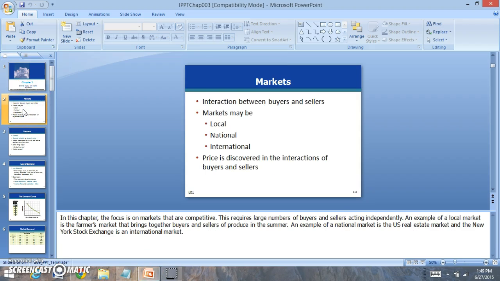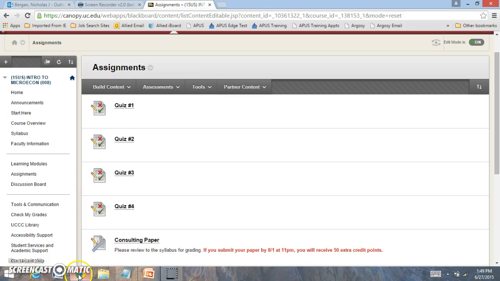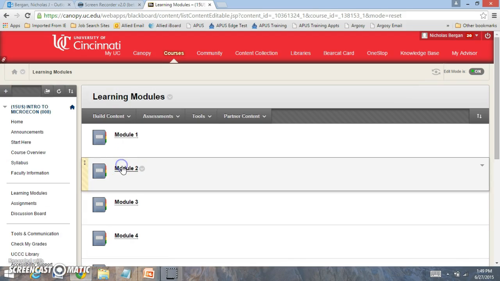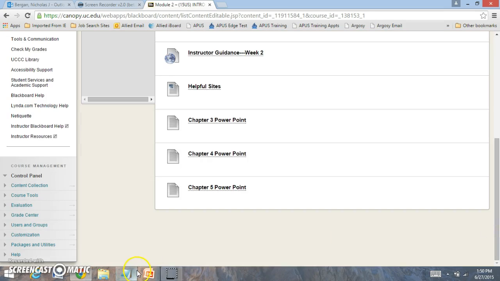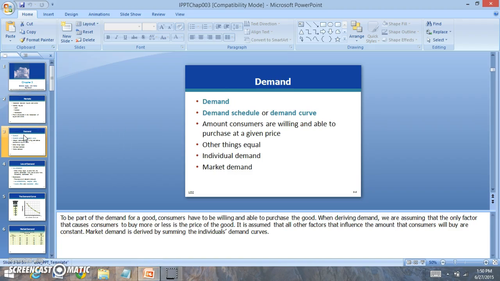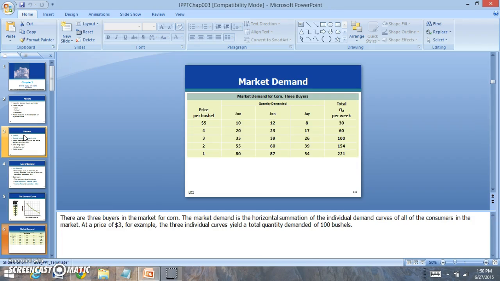So for this week, let's review some of the concepts. In Chapter 3, we're looking at the role of supply and demand. Supply and demand is very interesting because that's how prices are determined in our economy. If we look at price determination, you'll notice that it's based on demand. And demand is looking at buyers.